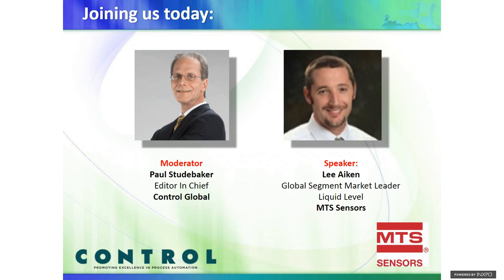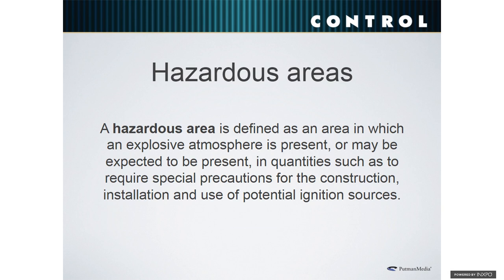But before I turn the controls over to Lee, let me talk for a few minutes about dealing with electrical equipment in hazardous areas. A hazardous area is defined as an area in which an explosive atmosphere is present or may be expected to be present in quantities such as to require special precautions for the construction, installation, and use of potential ignition sources. An area may be hazardous due to potential leaks or the presence of combustible gases such as hydrogen, or vapors such as hydrocarbons, or powders of many types from flour to fine metals. All these are potential fuels for combustion, resulting in a fire or explosion.